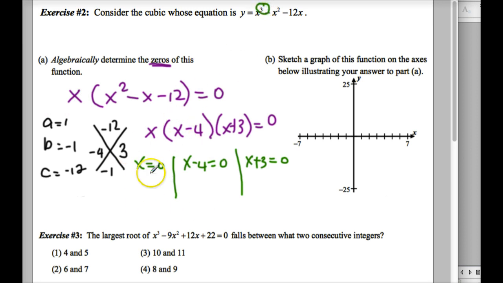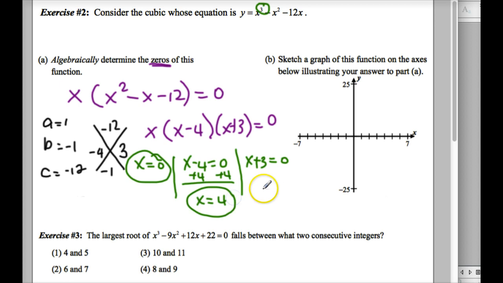So x equals 0, this is one of my answers. Here I'm going to add 4 on both sides. I'm left with x equals 4. That's one of my other answers. And then minus 3 on both sides. I'm having x is equal to -3.